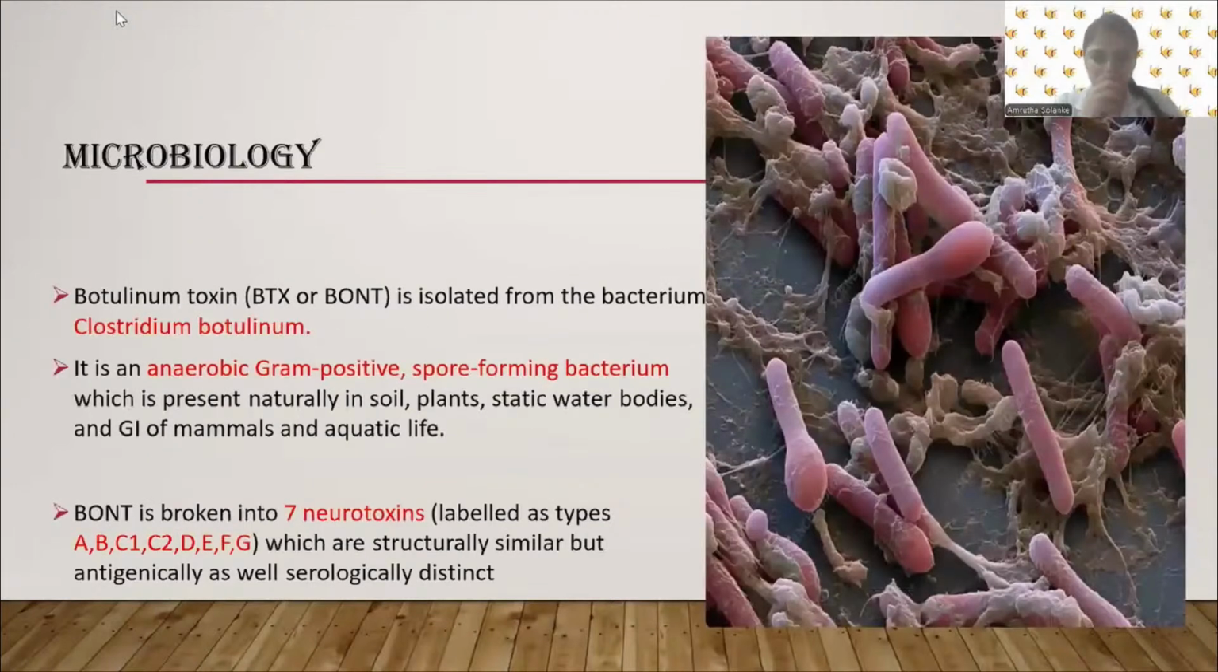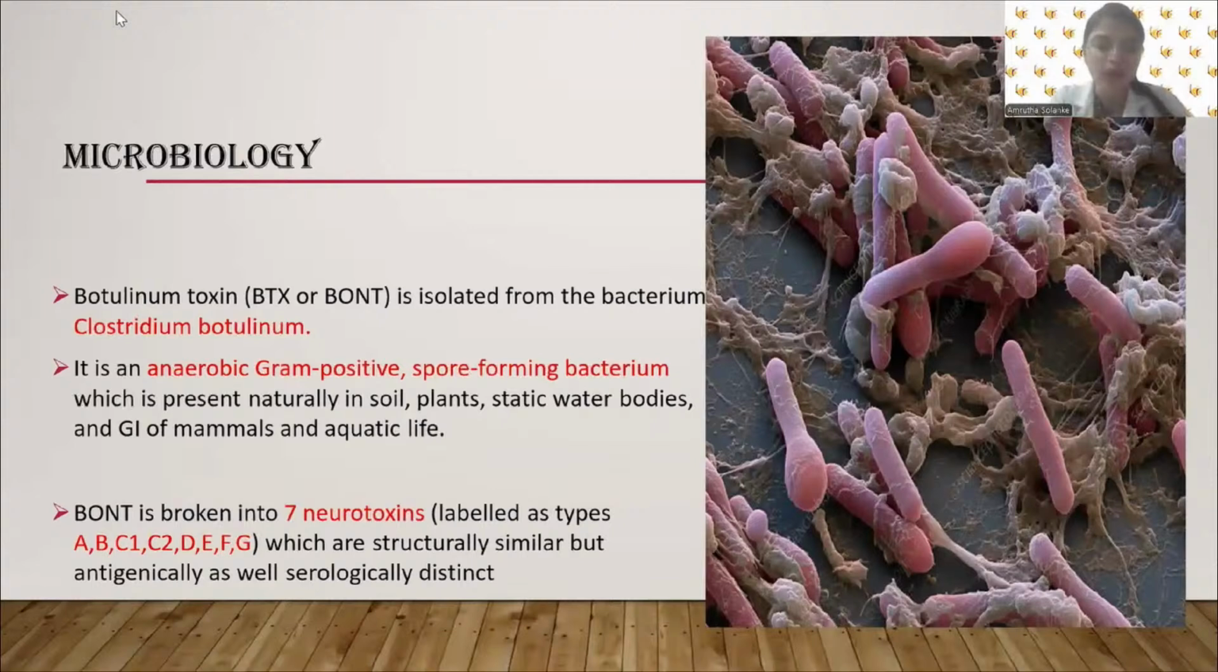Coming to the microbiology, botulinum toxin is isolated from the bacterium Clostridium botulinum. It is an anaerobic gram-positive spore-forming bacterium which is present naturally in the soil, plants, static water bodies, and GI tract of mammals and aquatic life.